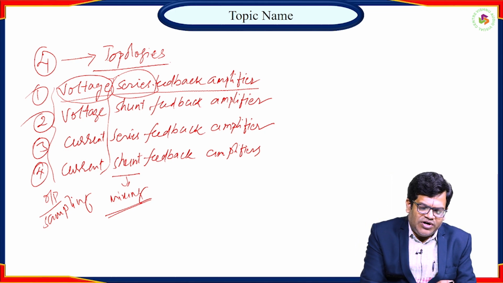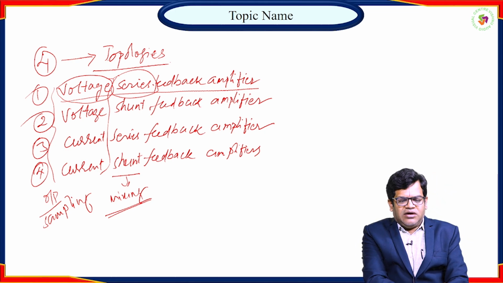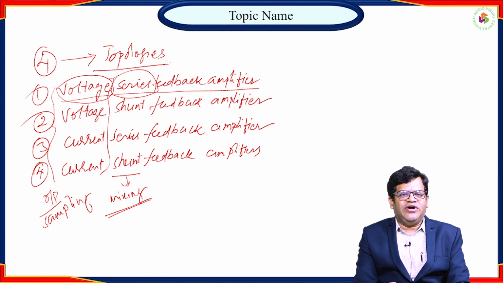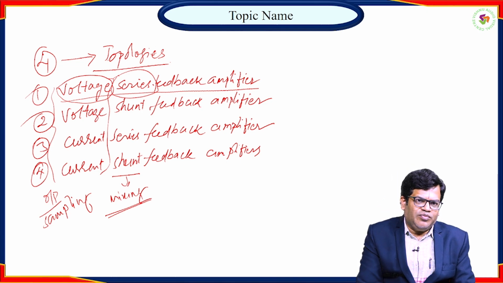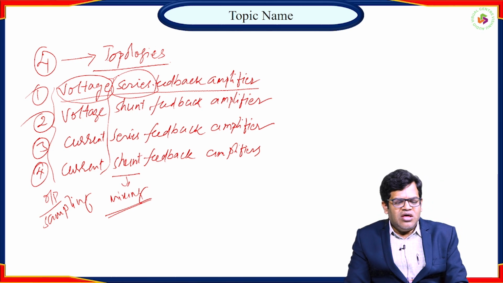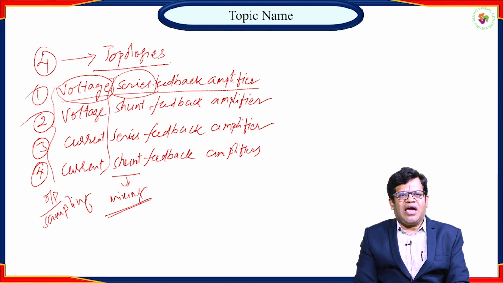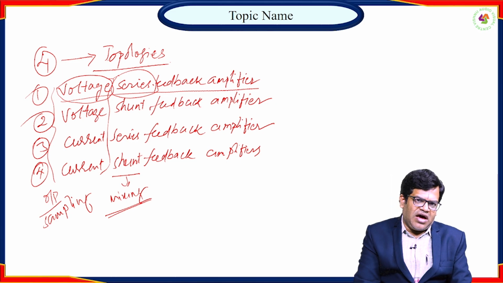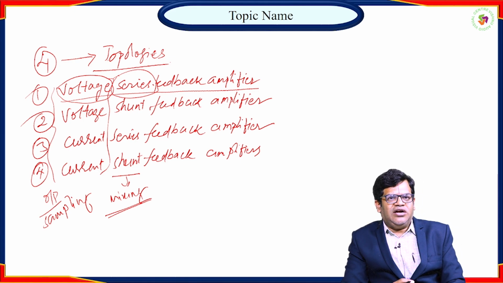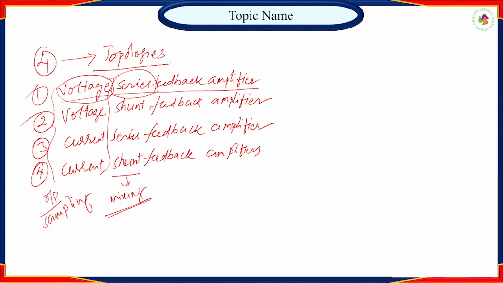If voltage is taken at the output and mixed in shunt at the input, then we call that voltage shunt feedback. If current is taken at the output as a sample and mixed in series with the feedback amplifier at the input, then we call that the current series feedback amplifier. And finally, if current is taken at the output sample and mixed in shunt with the input of the amplifier, then we call it the current shunt feedback amplifier. So this is how the topology is defined.